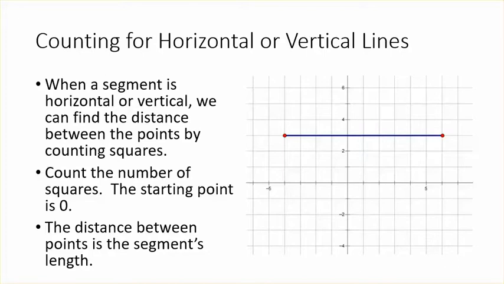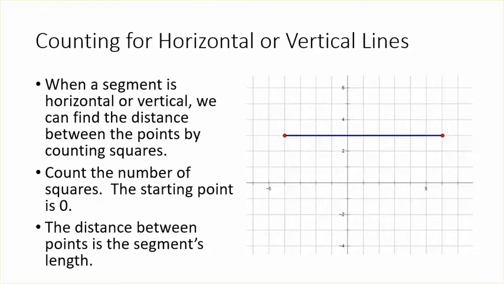So when we have a segment that is horizontal or vertical, we can find the distance between the points by counting squares. Horizontal means it's a line that runs straight across from right to left. Vertical means it runs straight up and down. In this case, we can count the squares between. Now, when we count, our starting point is 0. And the distance we're finding can also be called the segment's length.